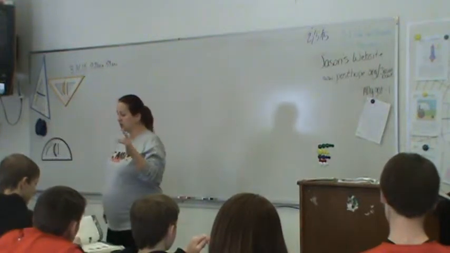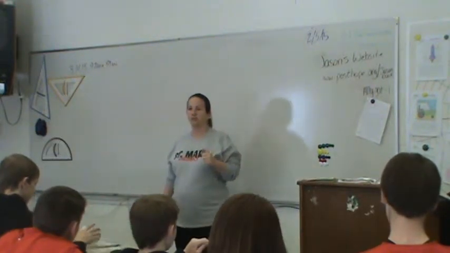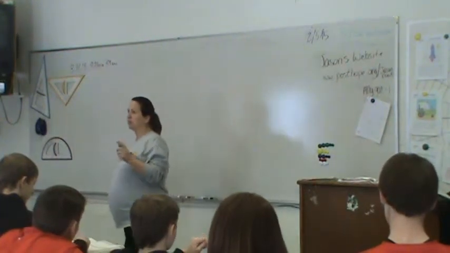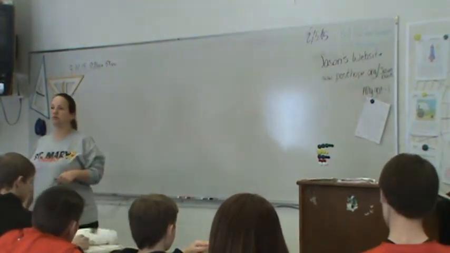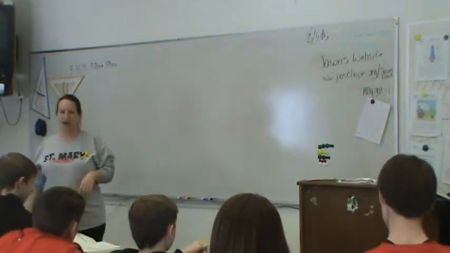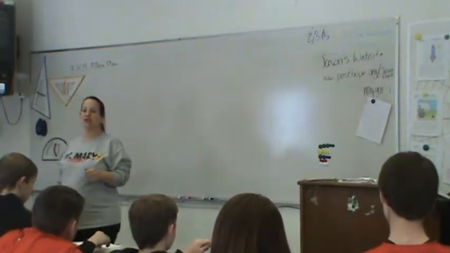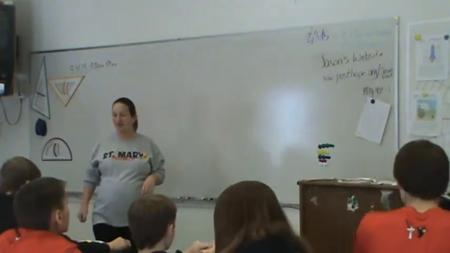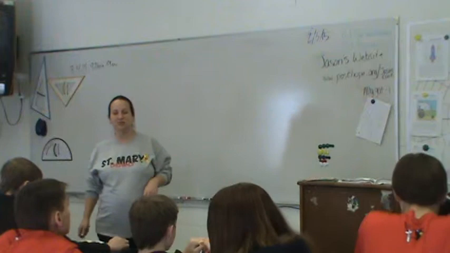So what does the addition property of equality tell us? You need to add the same thing to both sides. What does the subtraction property of equality tell us? Subtract the same thing from both sides. Multiplication property of equality: multiply the same thing to both sides. Division property of equality.